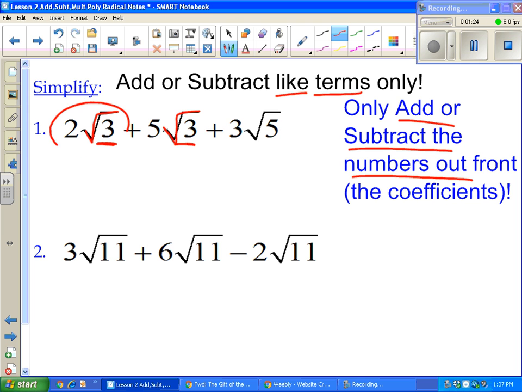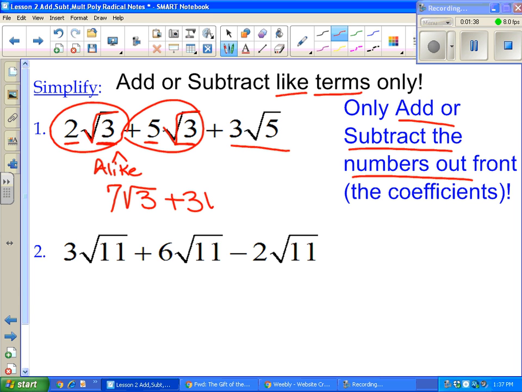So these two terms are considered alike, okay? And because they are considered alike, or like terms, I can add the numbers in front. So 2 plus 5 is 7 square roots of 3. Plus 5 is not the same, so I just have to keep it as part of my answer. The final answer is 7 square roots of 3 plus 3 square roots of 5.